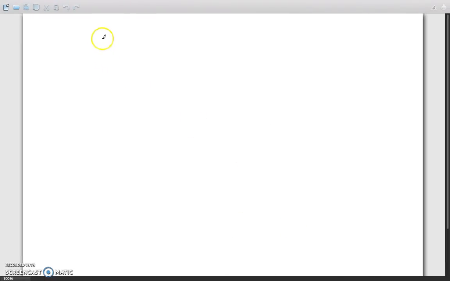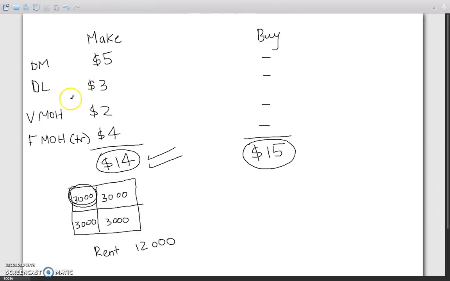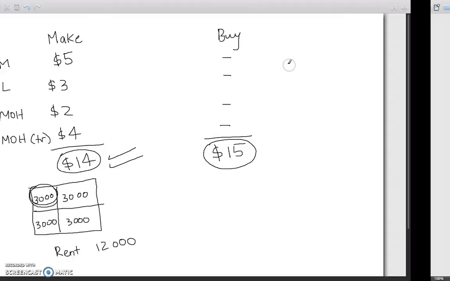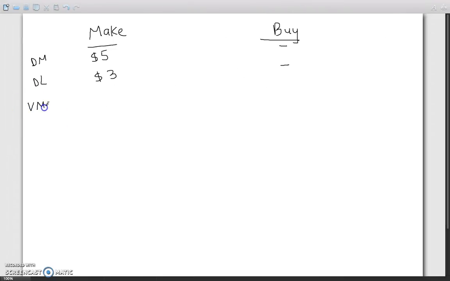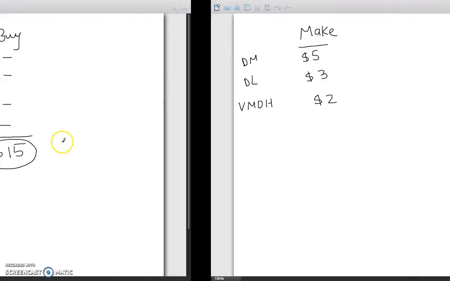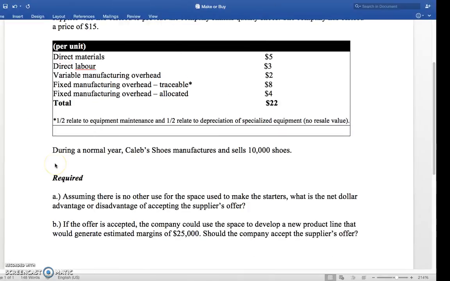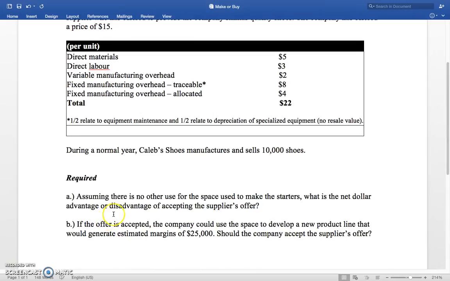So it's going to be the same drill. I'm going to draw up make and buy, and we're going to see if the decision is favorable to buy or make it ourselves. So DM and DL are the same. If you're going to make them, DM and DL are going to stay the same. It's $5, and this is 3. This is nothing. And the variable MOH is also the same, 2, and this is again the same. Fixed MOH, all of these are the same. I should have just copied. Anyway, so opportunity cost. This is the only difference that we have in part B.